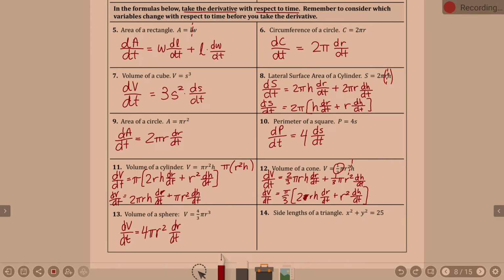For 14, just think implicit differentiation. You know implicit differentiation.